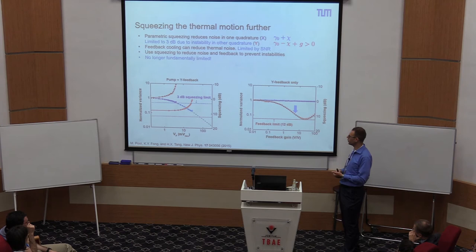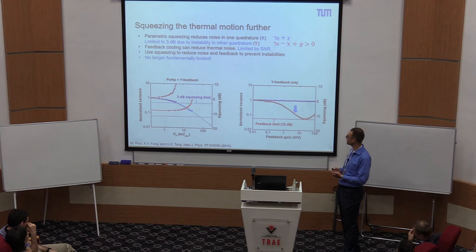But in case you're wondering, this is, of course, a little bit silly, because now we reach here a point where we reduce the amount of noise in the x quadrature. That was the same as what we already did for the y quadrature without any pump. So that's, of course, not gaining us so much. We could just have done this y feedback and then not apply any pump. So can we do better than that?